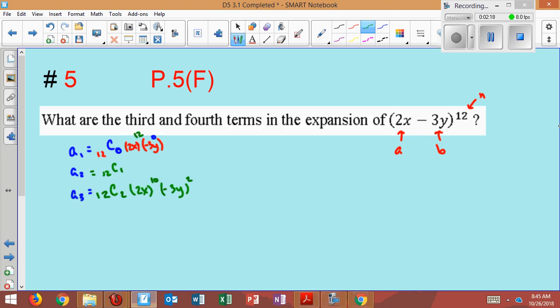This will give us our third term, and then it also wants the fourth term. And so to find our fourth term, all I would do is increase this by one number. So it would be 12c3 times 2x. 12 minus 3 is 9, so notice this power drops by 1. And then over here, negative 3y, this number is a 3, which this one increases. As this one decreases, the first term, a's power decreases, b's increase. So we'll type those in the calculator to come up with our answer.